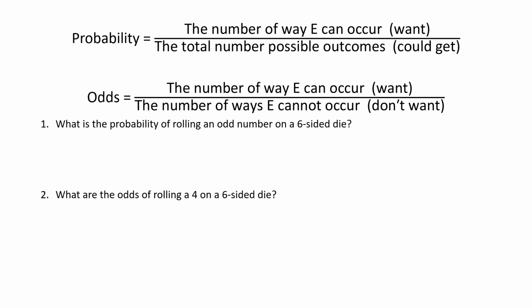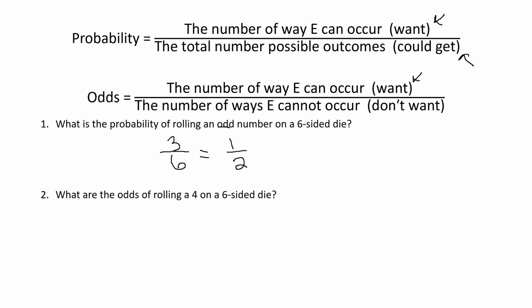So I have 6 sides of a die. 1, 2, 3, 4, 5, 6. 3 of those are odd numbers. But I could roll any of the 6 faces of that die. So this reduces down to 1/2. So what I want, an odd number, there are 3 of those, over what I could get. I could get any of those 6. The odds are what I want.